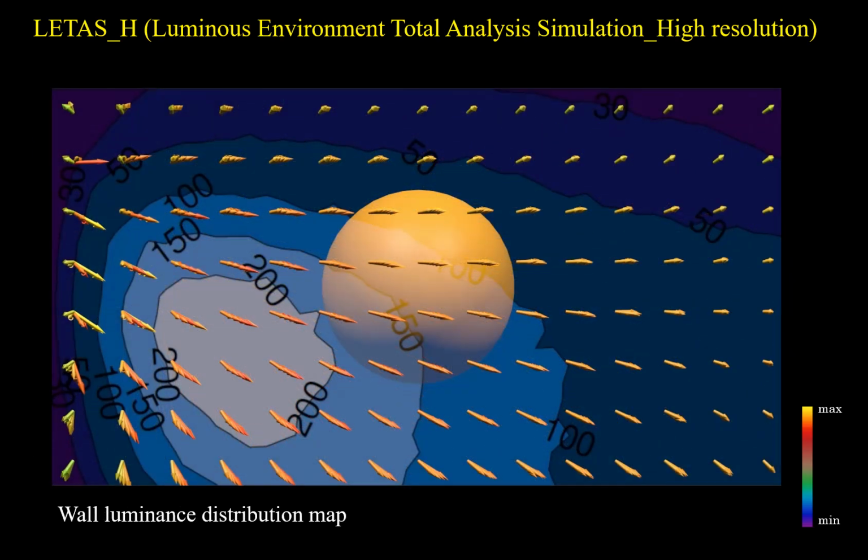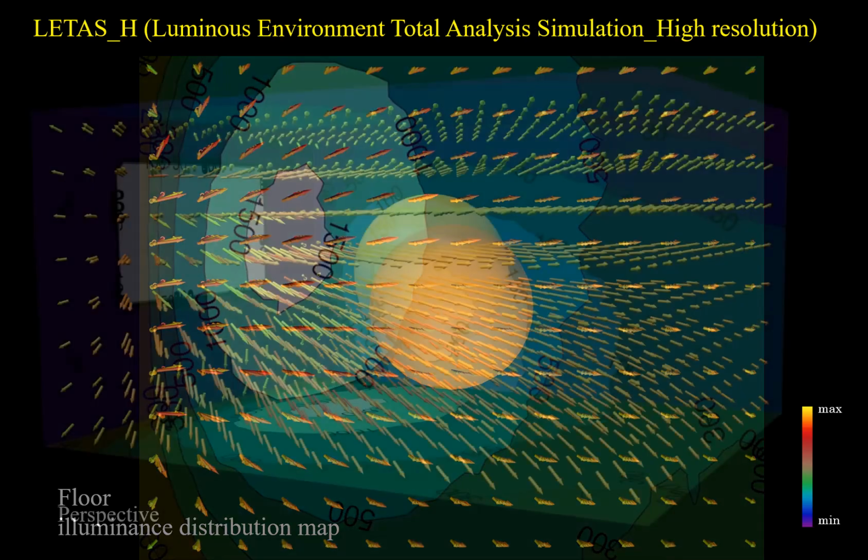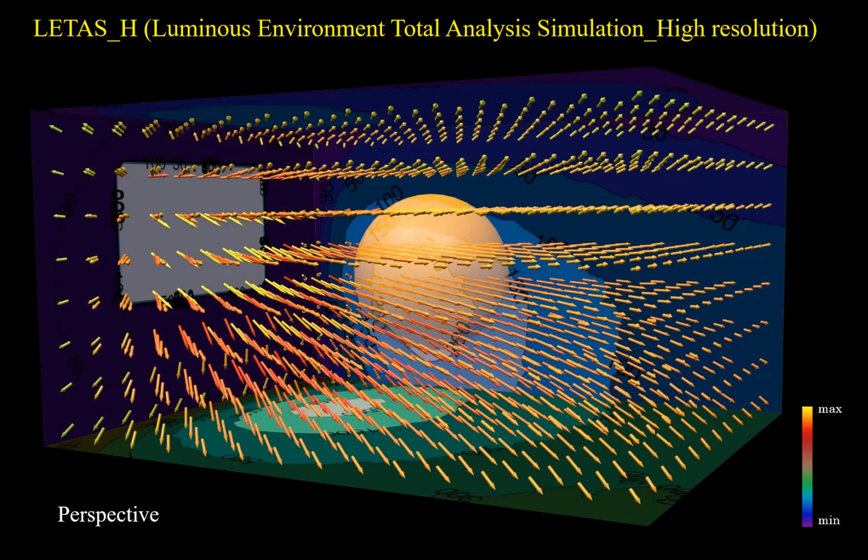For example, if the viewpoint is set at the center in the room and the viewing direction is horizontal when looking at the wall, the luminance distribution map is emphasized. Similarly, if the viewpoint is set at the center in the room and the viewing direction is directly below when looking at the floor, the illuminance distribution map is emphasized. The sphere showing the BCI is placed in the center of the room so that it is not affected by moving the viewpoint. The LETAS is usually an isometric projection, but the perspective version of LETAS H looks like this.